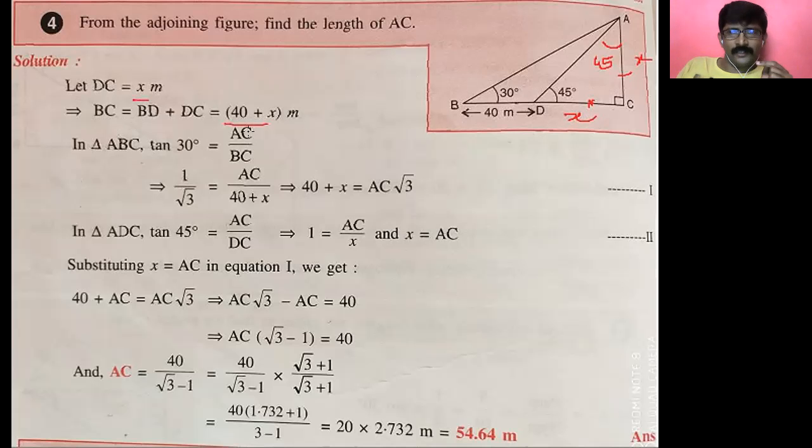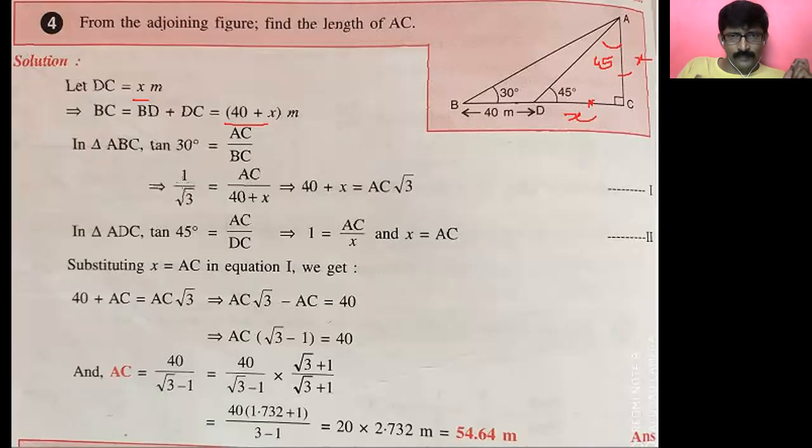Now, in triangle ABC, if we consider tan 30, what is tan 30? Tan is O upon A, isn't it? Tan 30 is AC upon BC. Opposite is AC and adjacent is BC. I hope you understood this. Tan 30 is AC upon BC. Now what is tan 30, students? Tan 30 would be 1 upon root 3. That is from the standard angle table, which we've already learned.